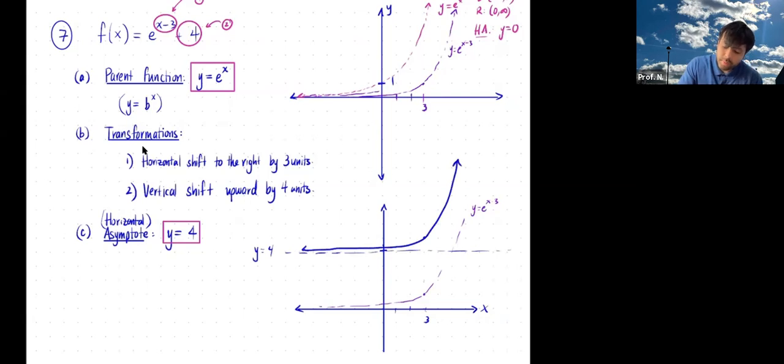So this is my graph. Graph of g of x. Just write graph of g of x. And so then from here, what's the domain and range in part D?